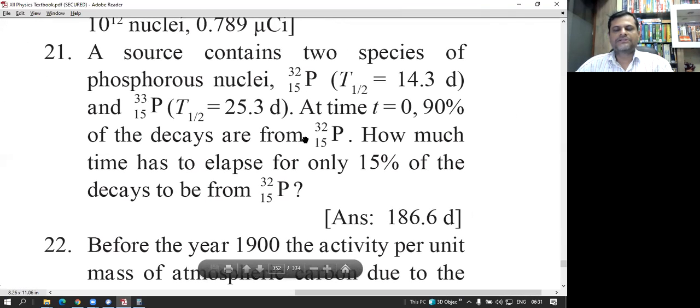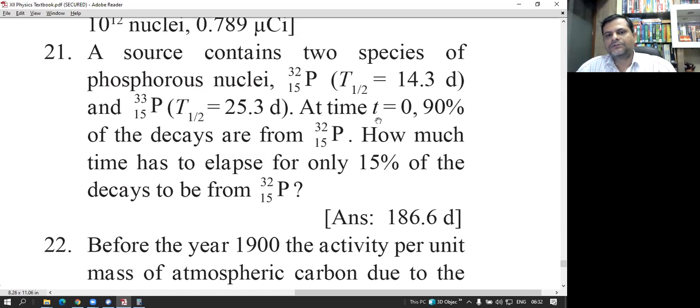Okay, a source contains 2 species of phosphorus nuclei, phosphorus-32, whose half-life is given to be 14.3 days, and the second, phosphorus-33 with atomic mass number 33, whose half-life period is given to be 25.3 days. At time t equal to 0, 90% of decays are from phosphorus-32. How much time has to be lapsed for only 15% of decays to be from phosphorus-32?